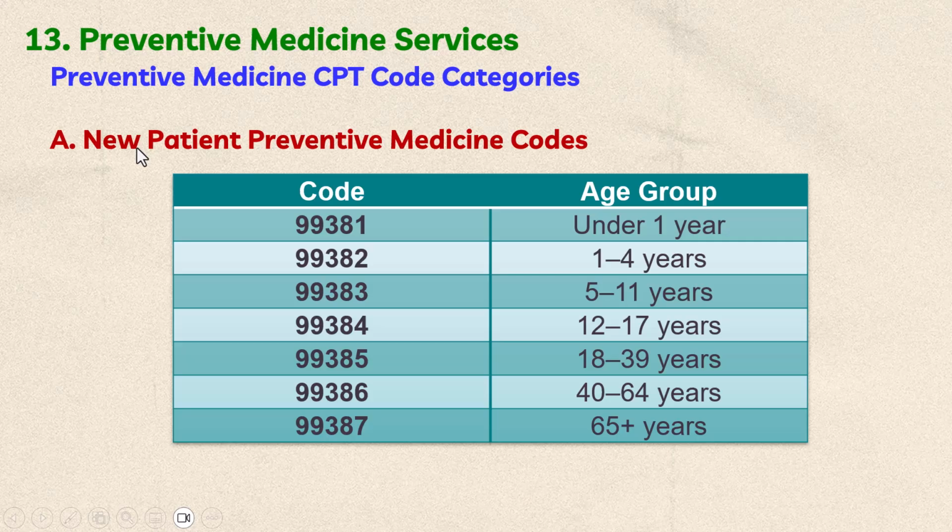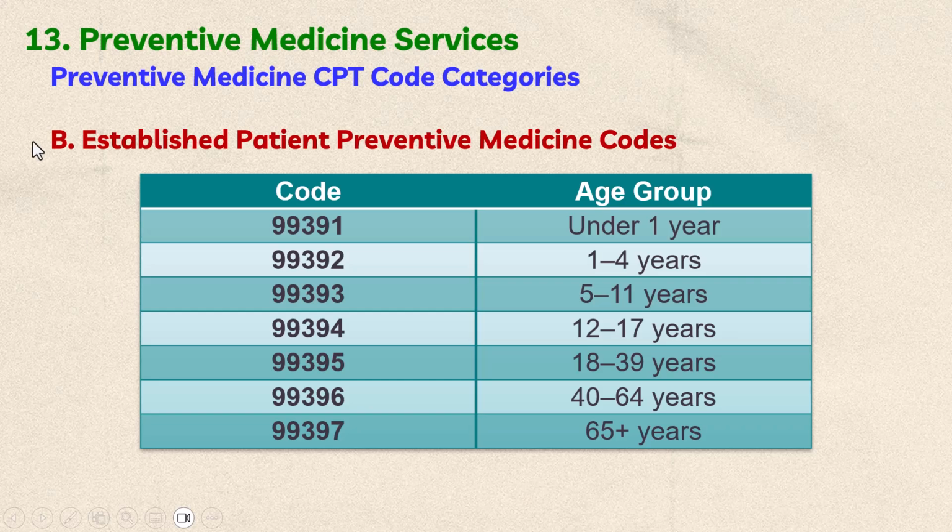The first category is new patient preventive medicine care. It's divided depending on the age group. You can see the codes are starting from 99381 to 87, and the age groups are under 1, 1 to 4, 5 to 11, up to 65 plus. Depending on the age, the code changes. So when you do the example, you will understand deeply. Similarly, for the established patients, same procedure. Codes start from 99391 to 97. Again, same age categories, under 1, 1 to 4, up to 65 plus years.